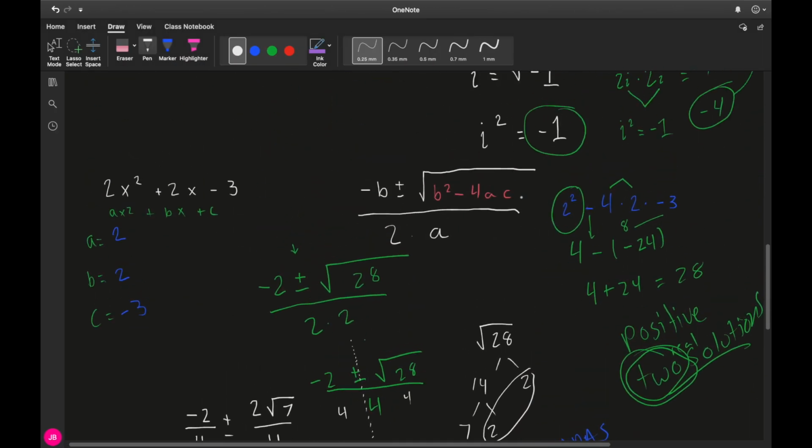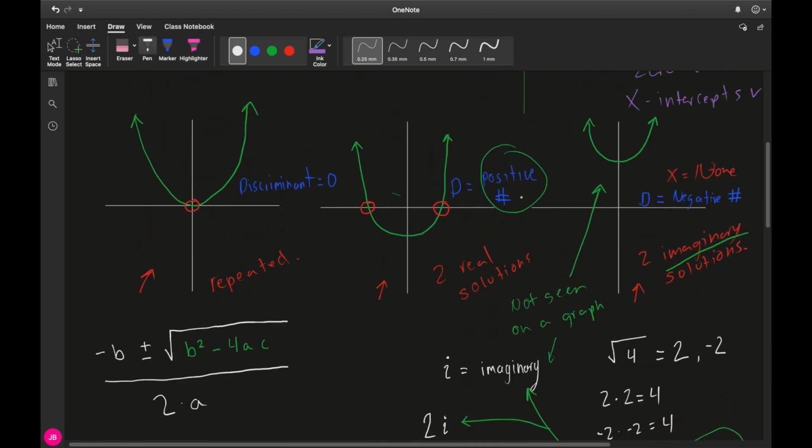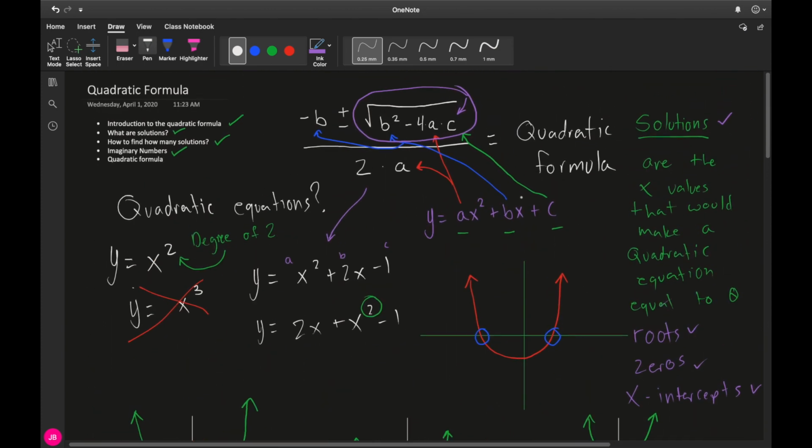So guys, I hope that this helped. I hope that now you understand a little bit about how to find the solutions of the quadratic formula. We introduced the quadratic formula. We found what solutions are. We found how to find how many solutions. We explained a little bit about what imaginary numbers are. And we also did an example with the quadratic formula.